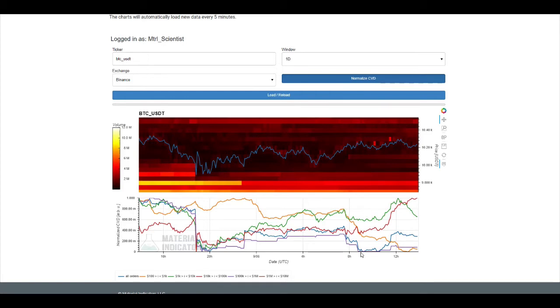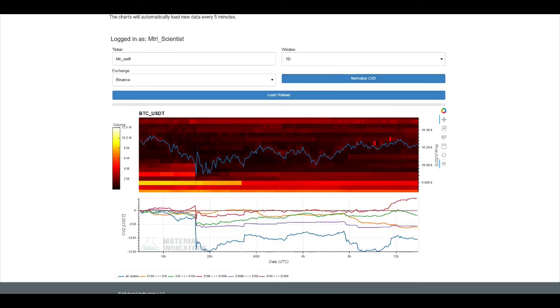To understand why this is happening, we've filtered the volume by several ranges. So blue is the raw CVD, then you have yellow, orange, which is $100 to $1,000 orders, and this goes up to $1 million to $10 million orders. However, because the impact of those orders only make up a small fraction of the entire CVD, we've had to normalize this. But you can switch this by just hitting this normalize CVD button and going back to absolute units.